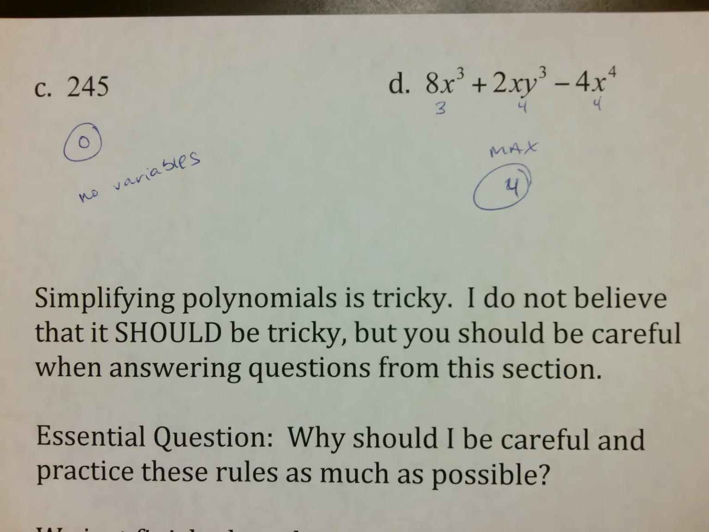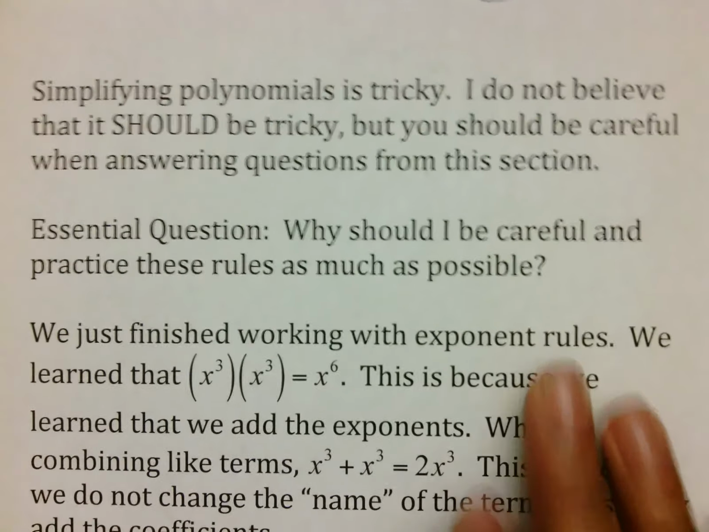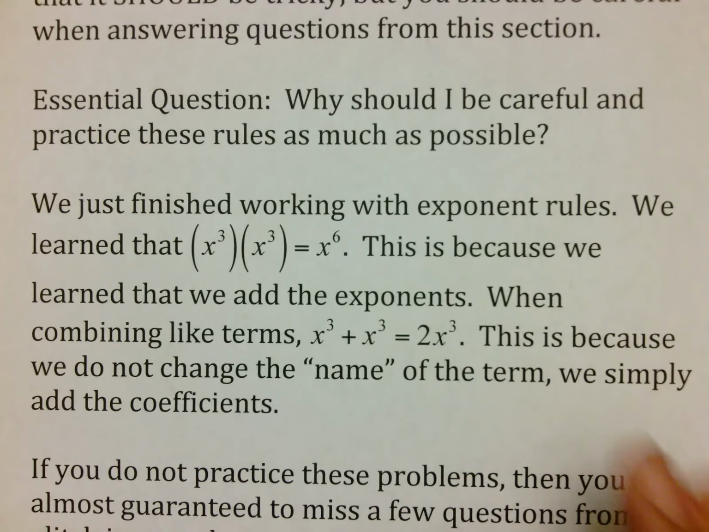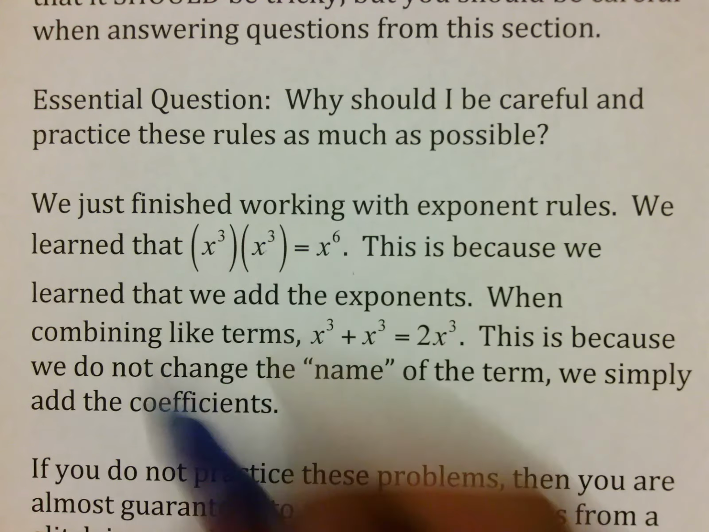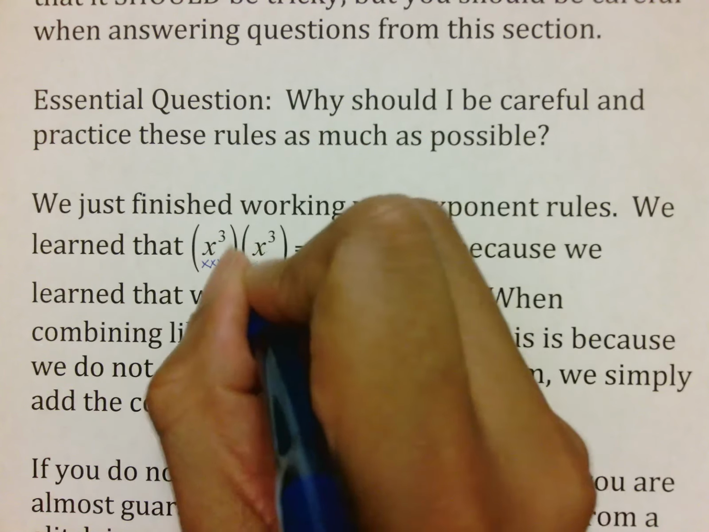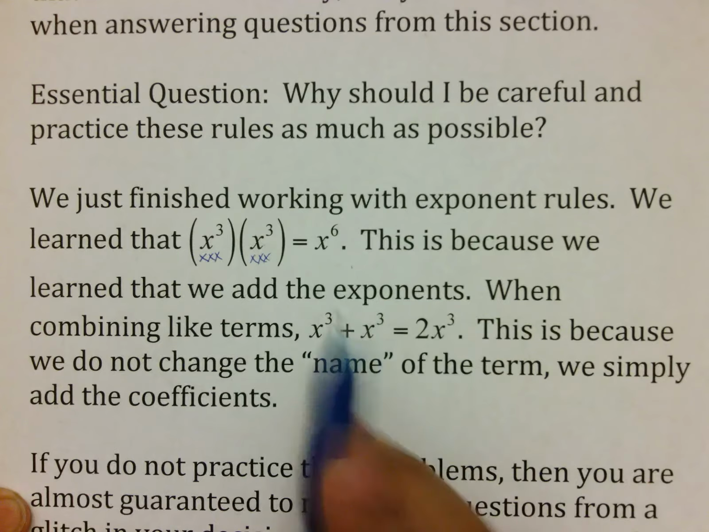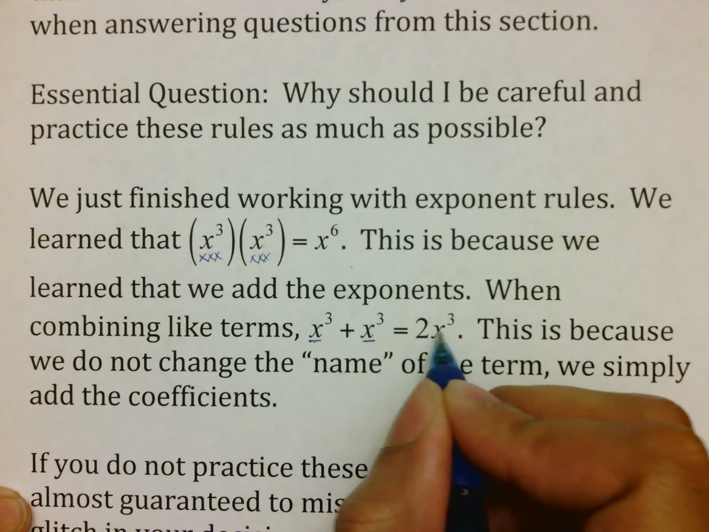Simplifying polynomials is tricky. I don't think it should be tricky, but I do suggest that you're careful when answering questions from this section, which brings us to our essential question: why should I be careful and practice these rules as much as possible? Let's think about something. We just took a test on exponent rules, and that's where we learned that x to the third times x to the third is x to the 6th, because we took 3 x's there and 3 x's there, which made 6 x's. The problem is, now that we're combining like terms, x to the third plus x to the third is actually 2 x to the third.